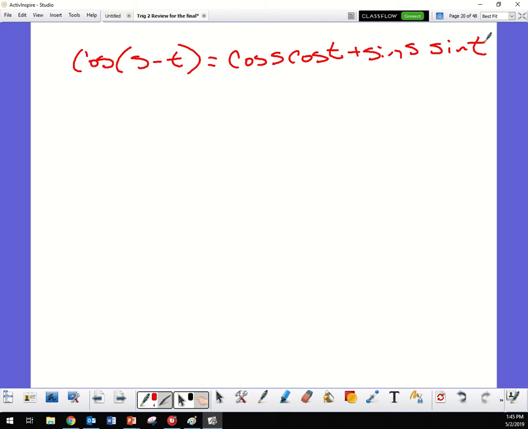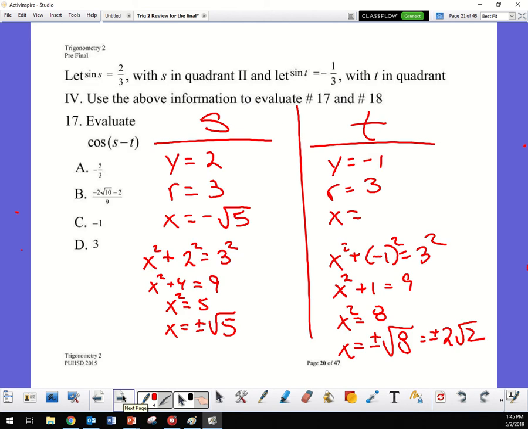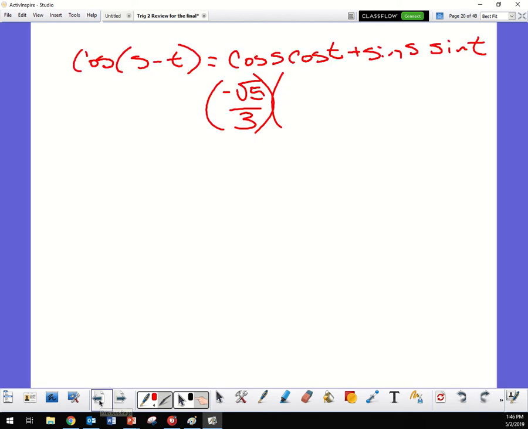So now, what was cosine of s? Negative rad 5 over 3. What was cosine of t? Was it plus or minus? It's in quadrant 4. What's the x value in quadrant 4? Positive. So it's going to be 2 rad 2 over 3, plus sine.